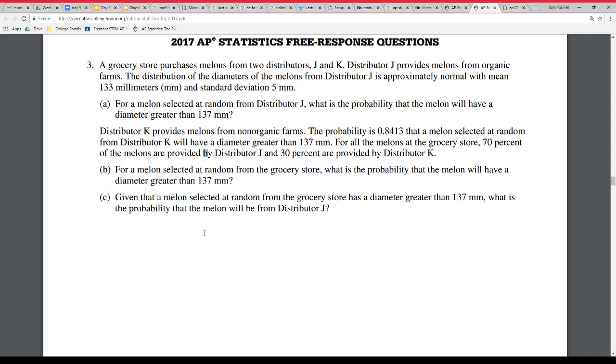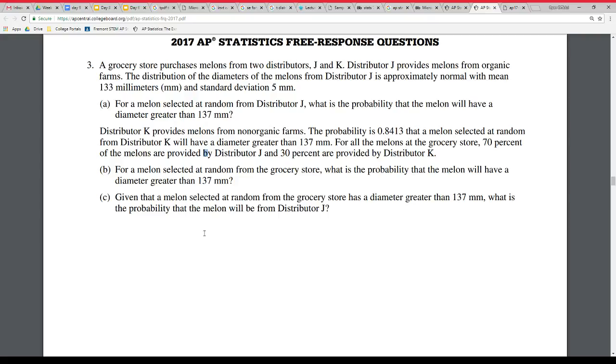Okay, so it gives you that the diameters of the melons from distributor J have mean 133 and standard deviation 5 millimeters. So for this question, it asks, what is the probability that the melon will have a diameter greater than 137 millimeters? Because we're not taking a sample, we don't have to do anything other than use the population parameters that they give us. And that's especially true because we're only looking at one random melon that we're taking.